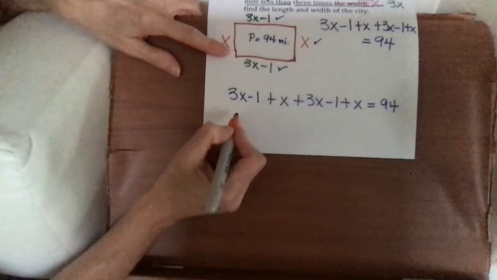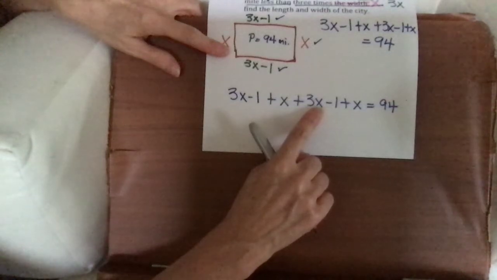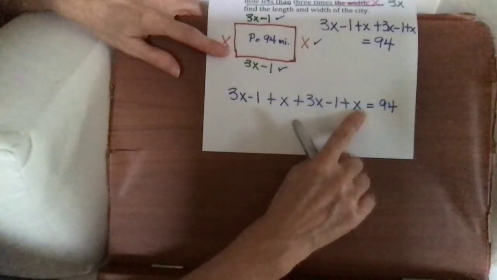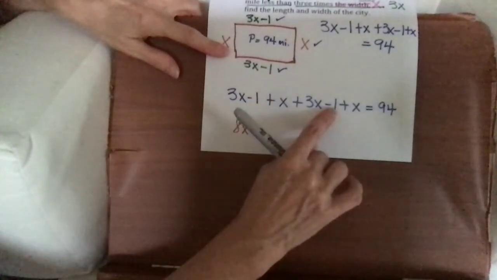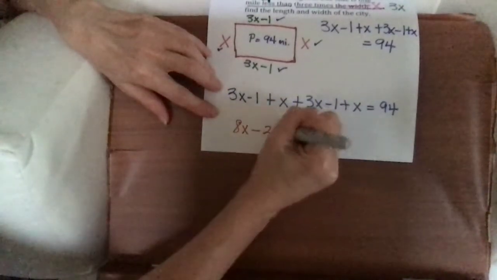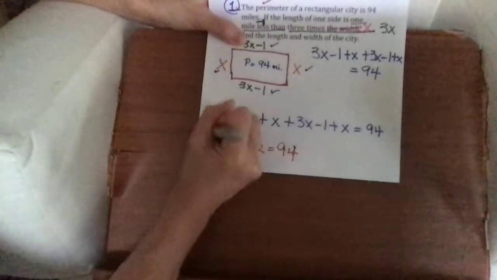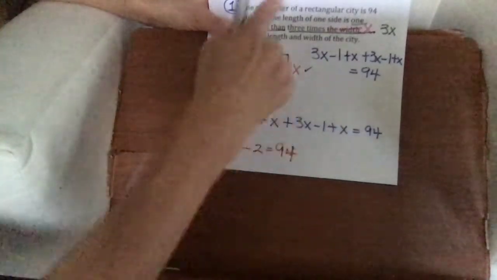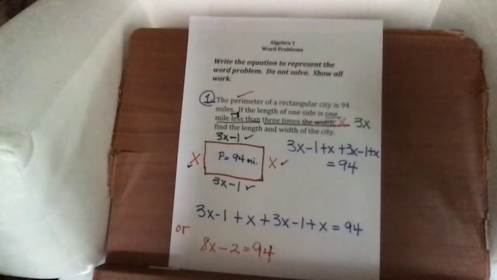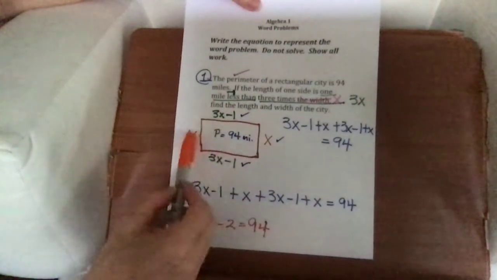So if you do know how to combine, I've got 3x plus x, which is 4x, plus 3x again, which is 7x, plus 1x, which is 8x. So we have 8 x's. Then I'm subtracting 1, and I'm subtracting 1. And since I have 2 1s that are being subtracted, I am subtracting 2. And that equals 94. So either one of these is acceptable as an equation for that word problem. Again, for any perimeter problems, instead of drawing a chart, you draw the figure, and you write all your information on the figure.